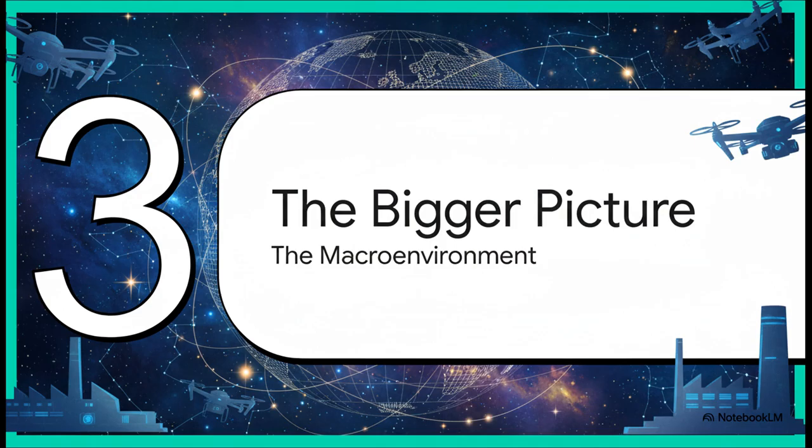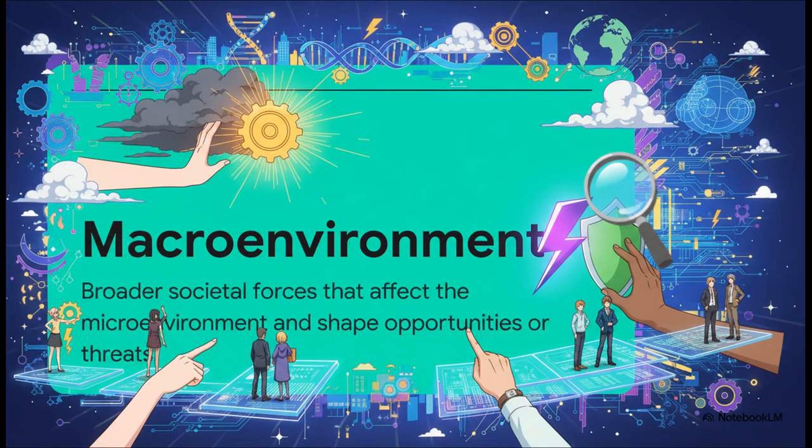Okay, so we've explored the immediate neighborhood. Now let's zoom way out and look at the bigger picture. We're talking about the huge, sweeping forces that shape everything, including that entire microenvironment we just talked about. And here's the deal. You can't control these forces, but you absolutely can and must design for them. Right, so this is the macroenvironment. It's all those big societal forces that are way outside your control, but that you have to pay attention to. Because these forces, they're what create the amazing opportunities for your designs to really take off. Or, on the flip side, the threats that could make them totally irrelevant.